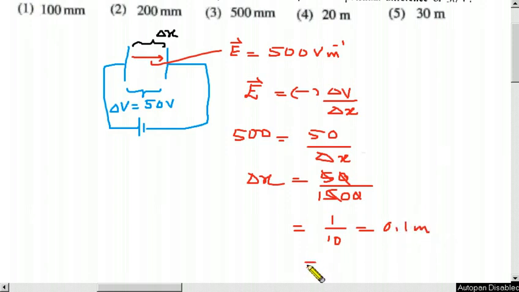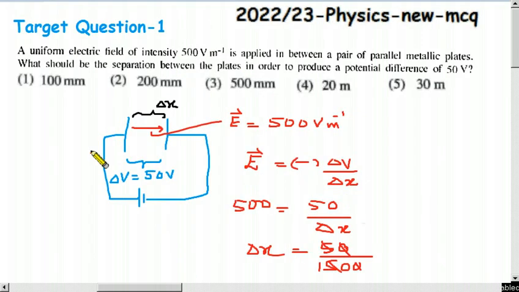That means in millimeter, 100 millimeter, because there are 1000 millimeter to 1 meter. So here 1/10 of a meter, that is 100 millimeter. So the answer is this one, the first one.